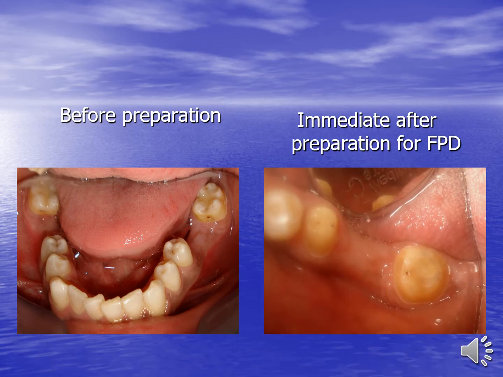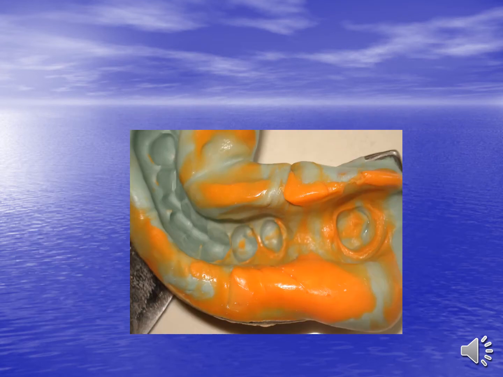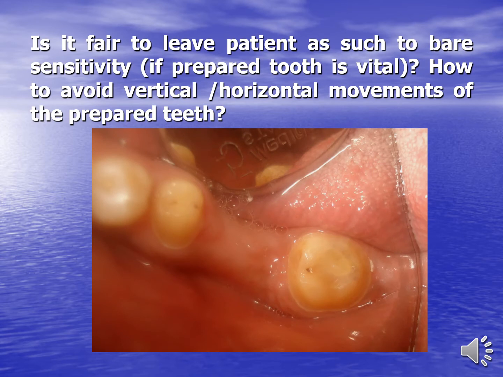As per rule, I prepared mesial and distal abutments, gave an impression, and sent that impression along with a prescription to the dental lab for the fabrication of fixed partial denture. At this stage, my question is, is it fair to leave this patient as such? Meaning, for this transient period of 7 to 10 days, in which the patient is waiting for a definitive fixed partial denture to be fabricated by the dental lab.